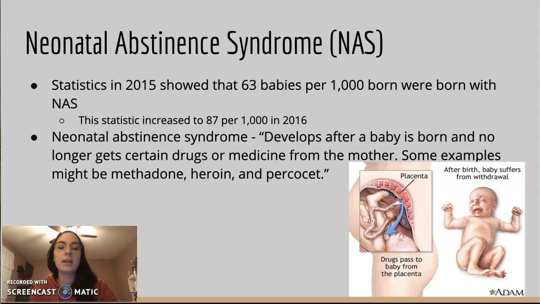And I added a diagram down here about how the baby receives the drugs in the placenta. And then after the baby is born, he suffers from withdrawal. And statistics in 2015 showed that 63 babies per 1,000 born were born with NAS, and this increased to 87 per 1,000 in 2016.